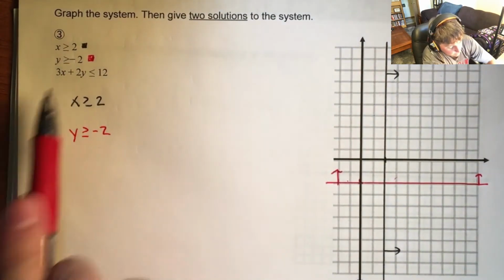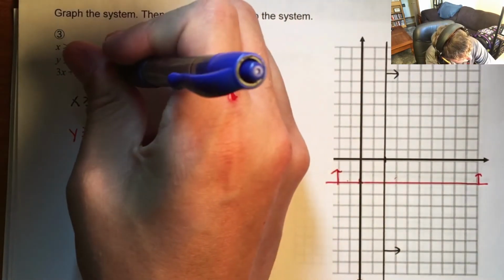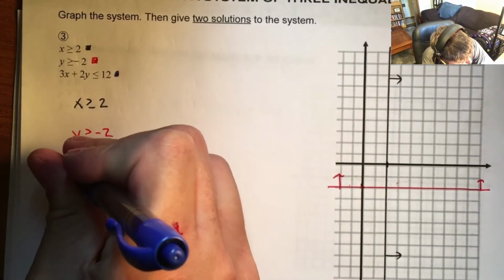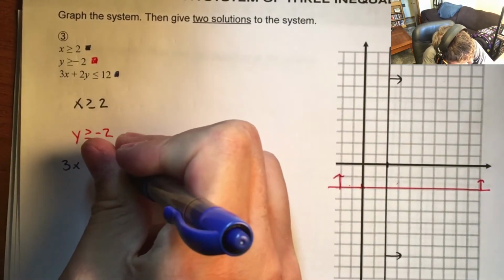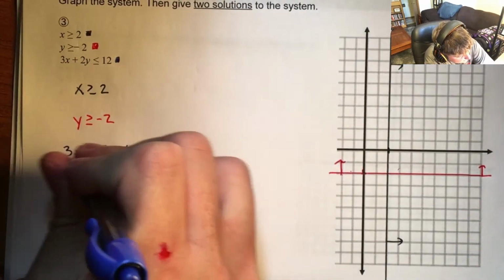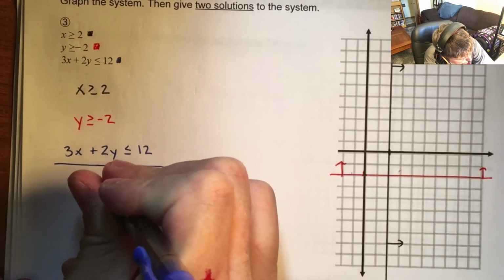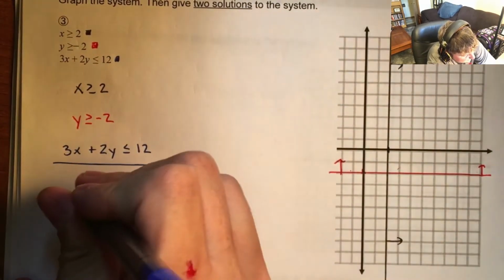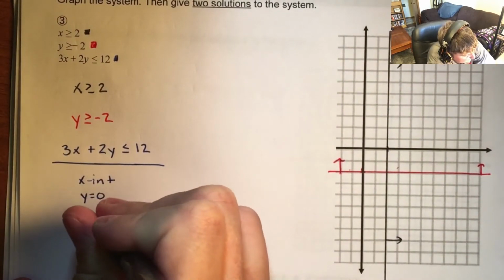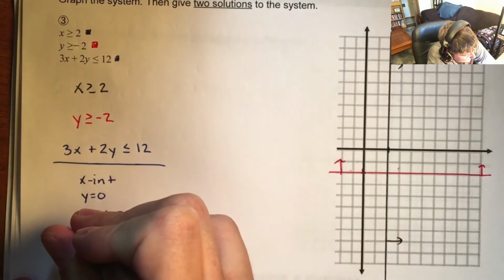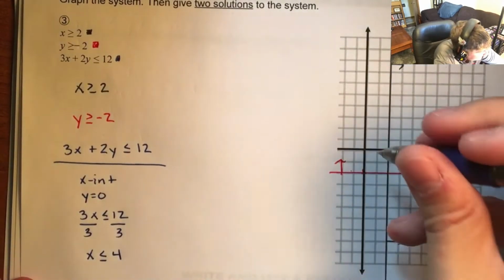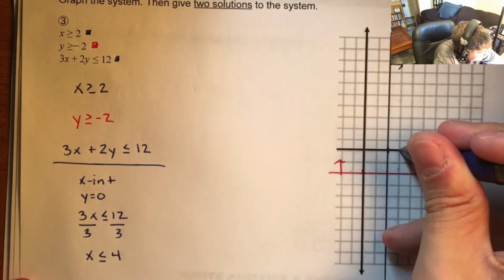But we still have one more line to do, and this one will be in blue. Okay, so I have 3x plus 2y is less than or equal to 12. This one is in standard form. So let's go ahead and find the x-intercept. My x-intercept means that the y value is 0, meaning that 3x is less than or equal to 12. Divide by 3 to find out that x is less than or equal to 4. So I'm going to find x is 4: x is 1, 2, 3, 4.